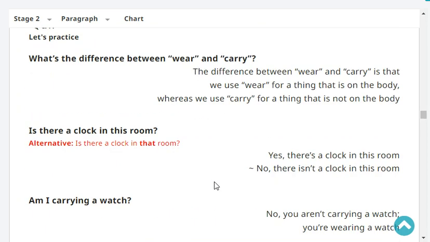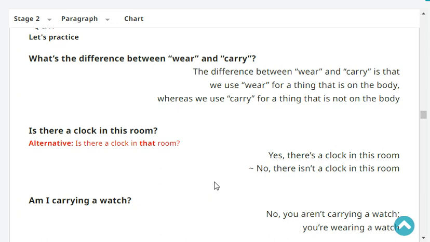Right? What's the difference between wear and carry? The difference between wear and carry is that we use wear for a thing that is on the body, whereas we use carry for a thing that is not on the body. Very good.